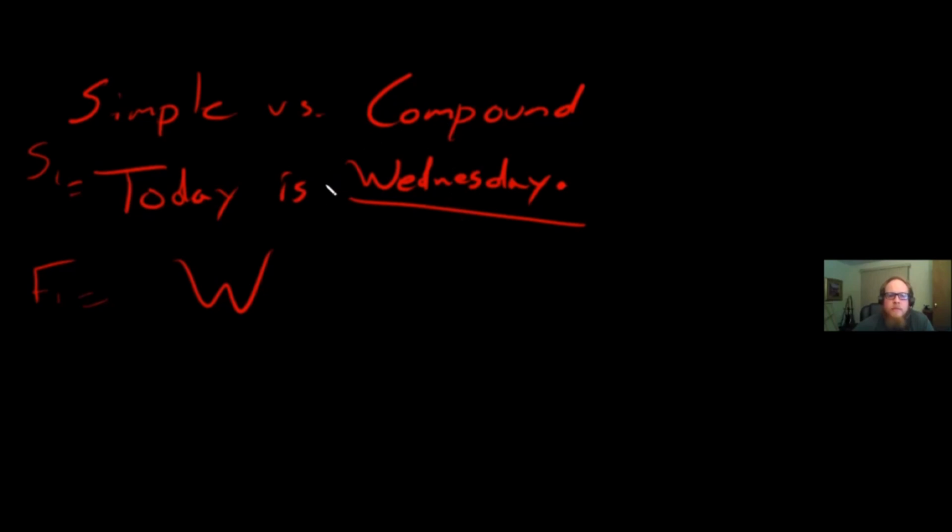So this is a simple statement because there's only one element here. As soon as we start bringing in other elements, it's no longer a simple statement. It ends up being compound. So compound statements are where we have bundles of simple statements. Let's look at an example of that.